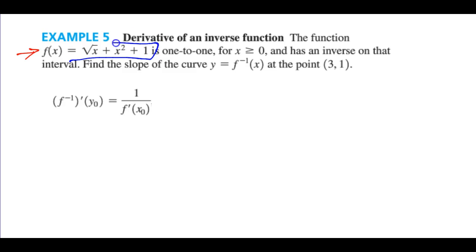Finding the inverse of this function is a little bit difficult because every time you see an x, you have to write a y, and every time you see a y, write an x. So we're going to try to avoid that. Let's just find the derivative of this function, which I believe will turn out to be 1 over 2 square root of x, plus 2x, and then evaluate that function for this point 3.